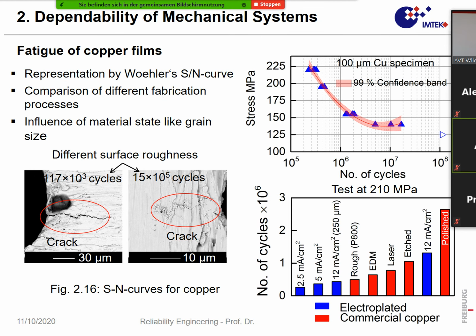Here we also did it for copper. For instance, we investigated what the effect of several processes is when the copper is produced. For instance, we had electroplated copper under different conditions. We had copper surface which is rough, EDM, laser cut, etched, and so on. And here that was really polished.